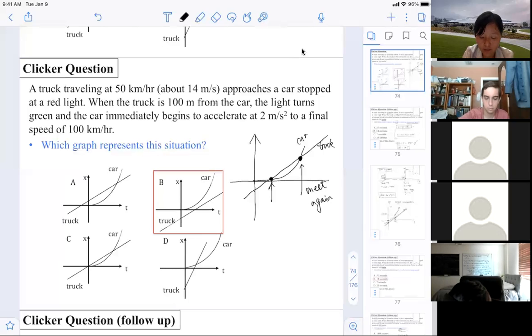Okay, so you can see that simply by modifying this number, you will have a totally different type of problem, where they will actually meet.